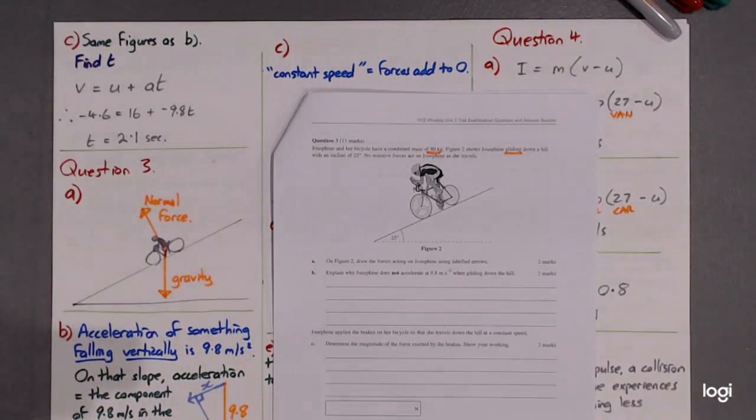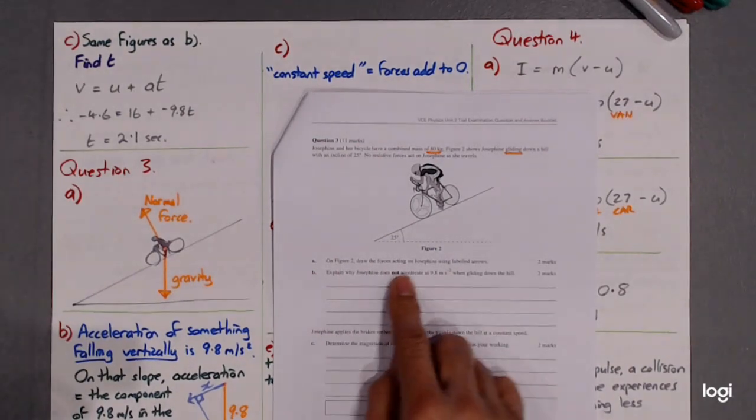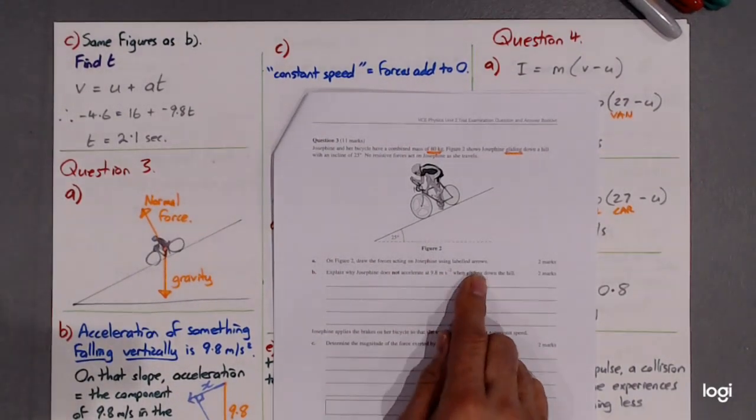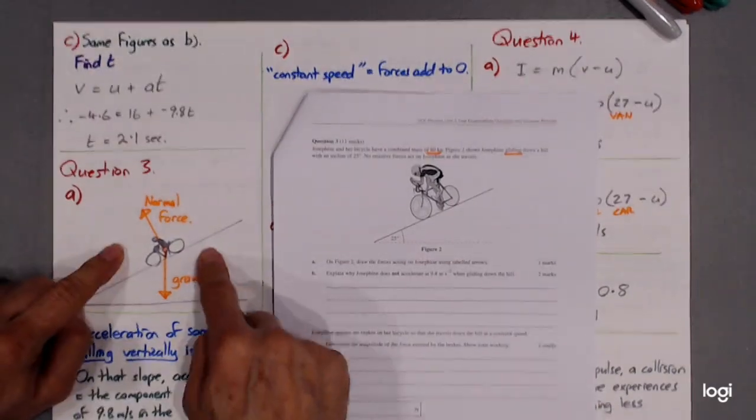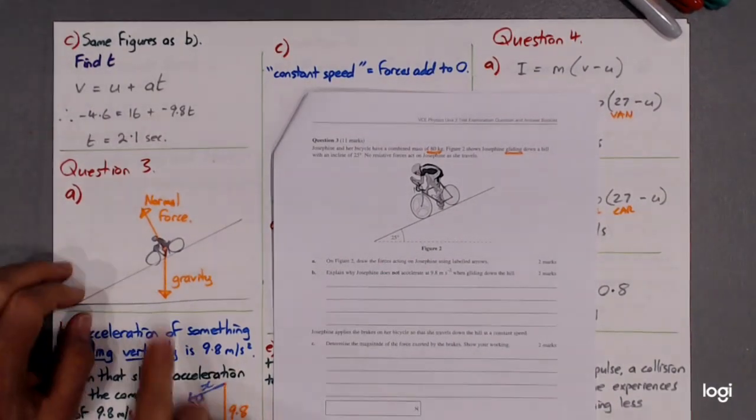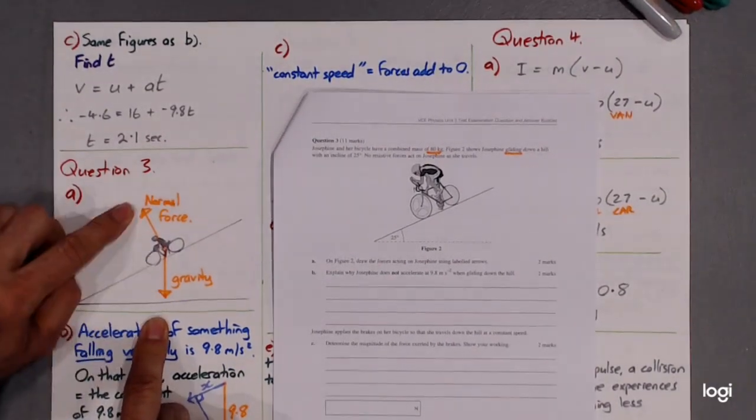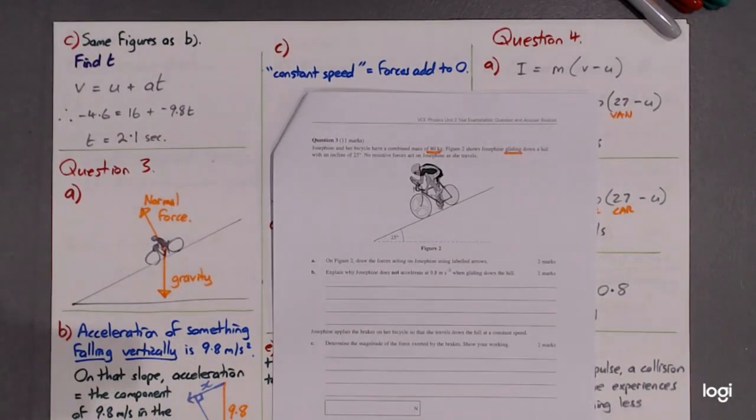And therefore the brakes must be applying 330 newtons in the other direction so that she's not accelerating down, she's not speeding up, she's not slowing down, she's just going at a constant speed. The forces have to add to zero. They're cancelling each other out. All right.